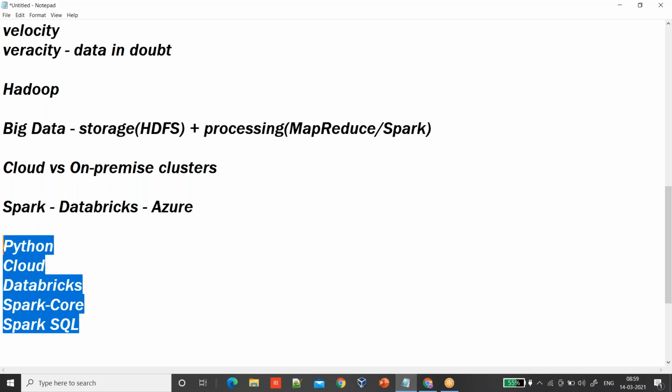Now, like I said, in a span of 1 hour, I'll not be able to cover everything, guys. I have tried as much as possible to cover what is required for you to understand what this course is all about. At the end of the course, you will have all the tools equipped with you to do data engineering.